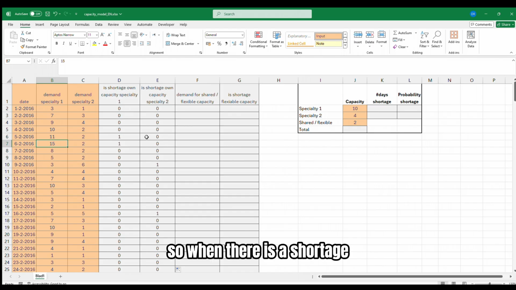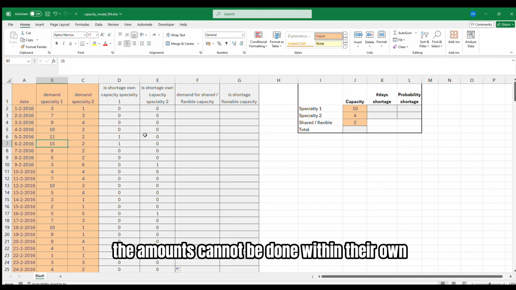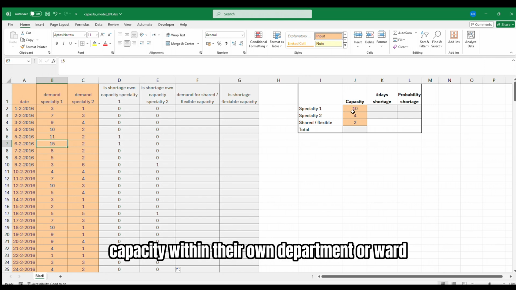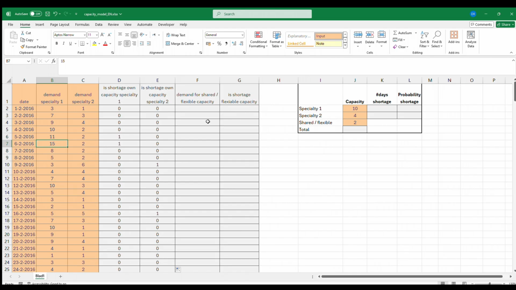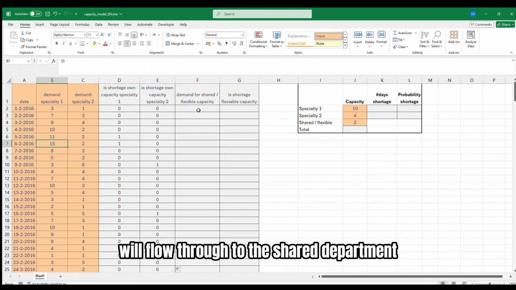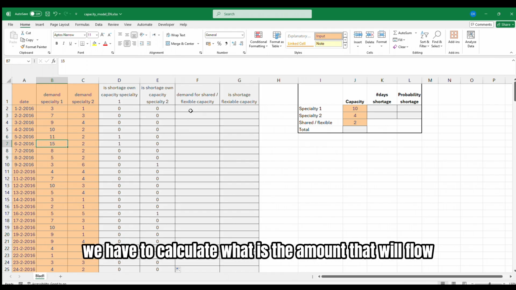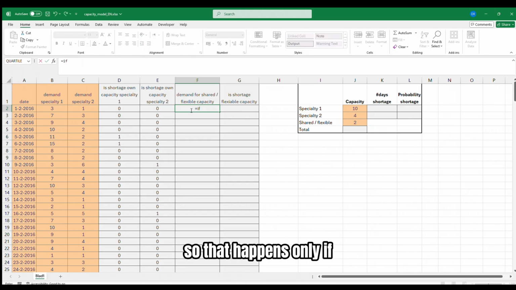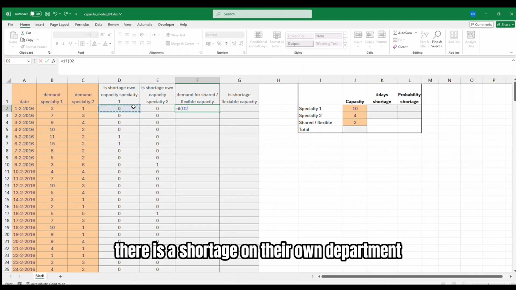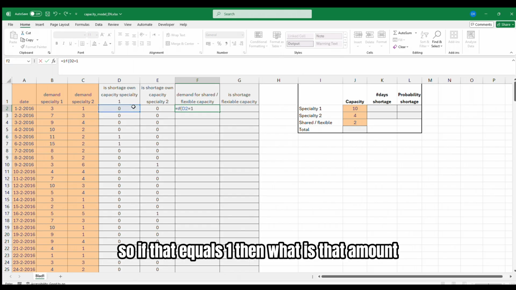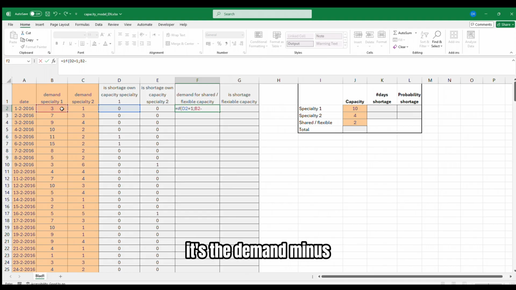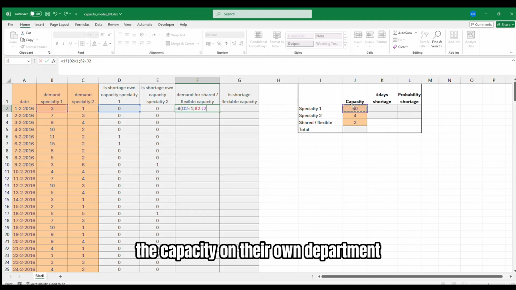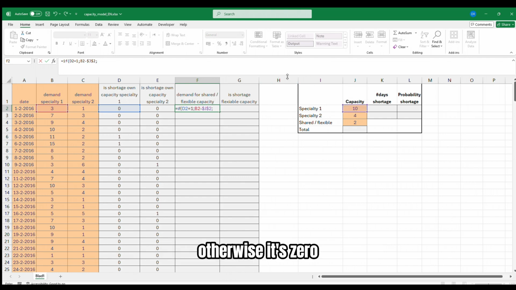So when there is a shortage, the amount that cannot be done within their own capacity, within their own department or ward, that surplus amount will flow through to the shared department. So we have to calculate what is the amount that will flow to the shared department. So that happens only if there is a shortage on their own department. So if that equals 1, then what is that amount? It's the demand minus the capacity on their own department. Otherwise, it's 0.